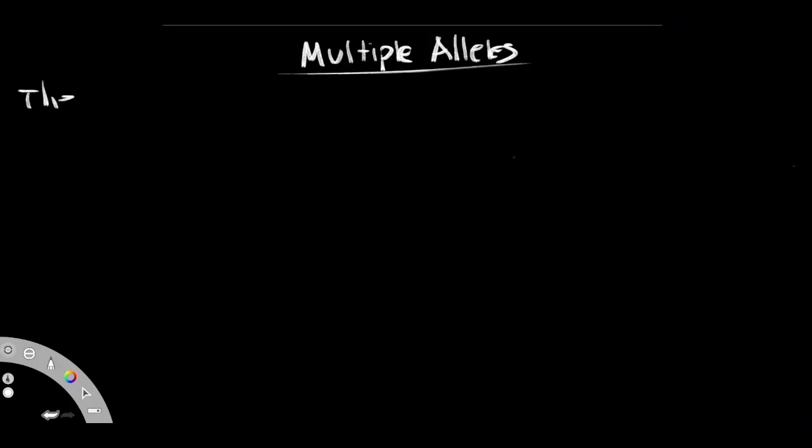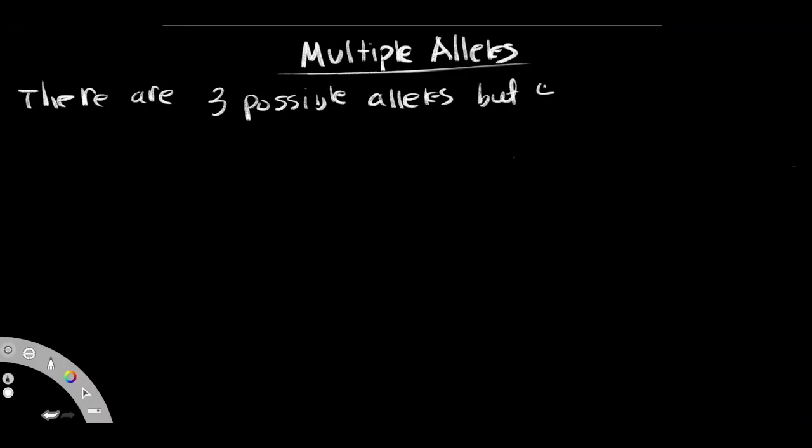So I just want to put here, there are 3 possible alleles, but 4 possible blood types.